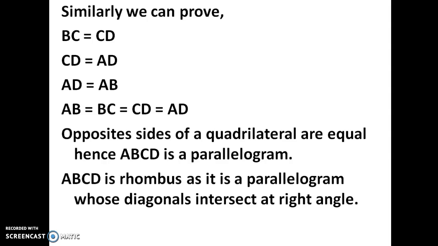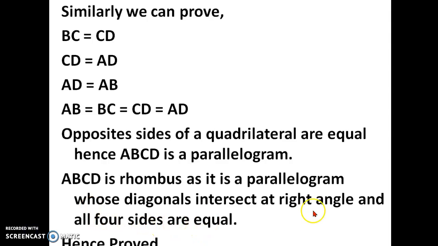ABCD is a rhombus as it is a parallelogram whose diagonals intersect at right angle. So we can say by this, actually, you can say that all four sides are equal. So by that we are saying that it's a rhombus. Hence it is proved. So actually, I corrected here, children. Its diagonals intersect at right angle and all four sides are equal. Because of that, it's a rhombus. Okay, so now this is correct.